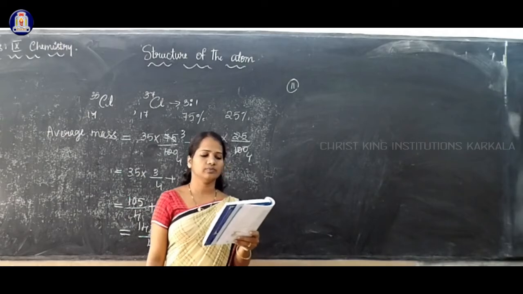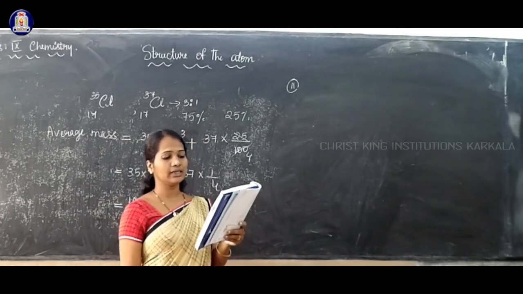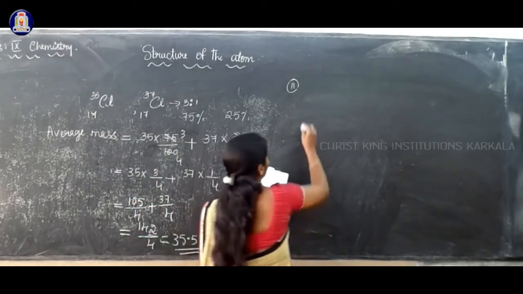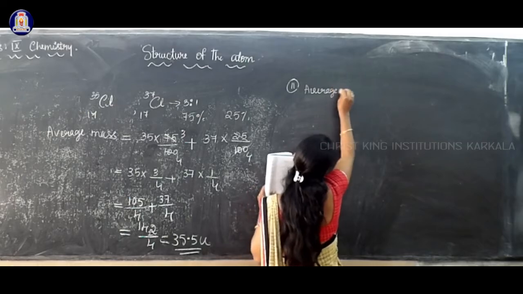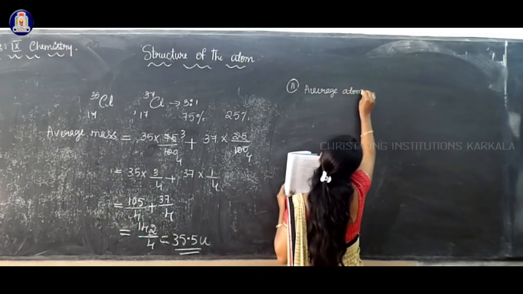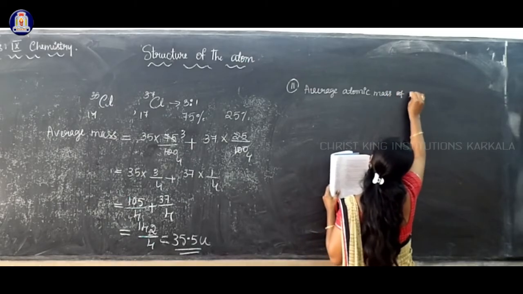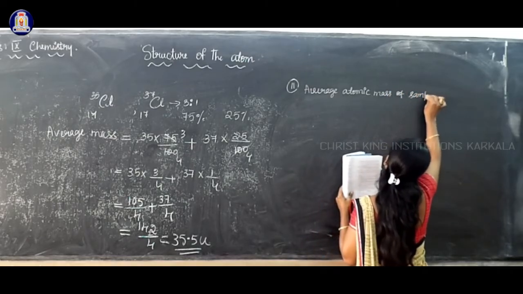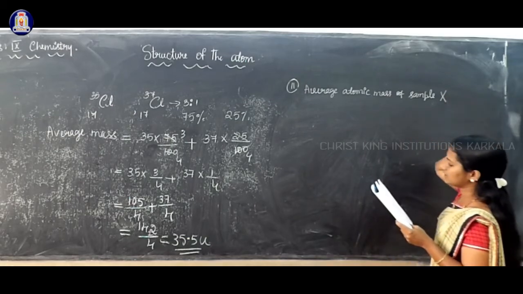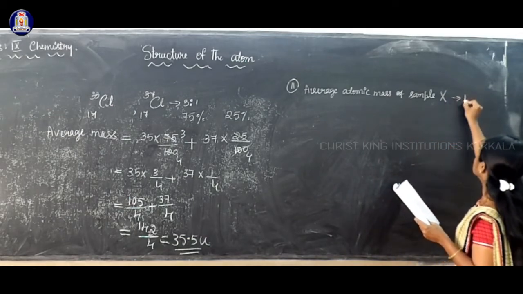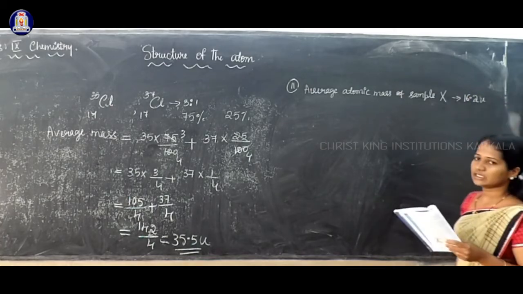In question number 11, they have given the average atomic mass of a sample X. The average atomic mass of the sample is given. They have taken the sample as X. The average atomic mass is 16.2 atomic mass unit.